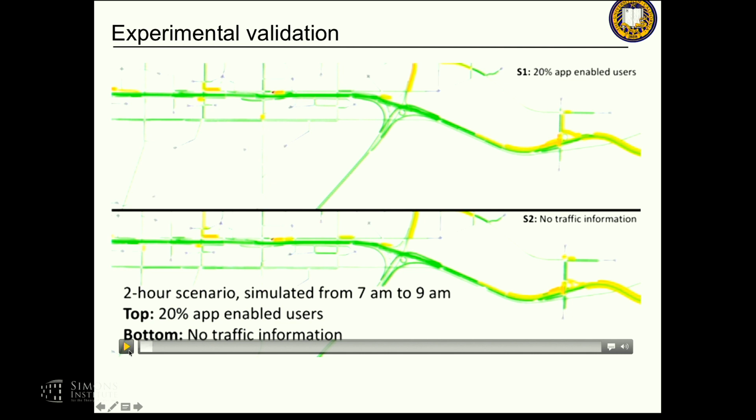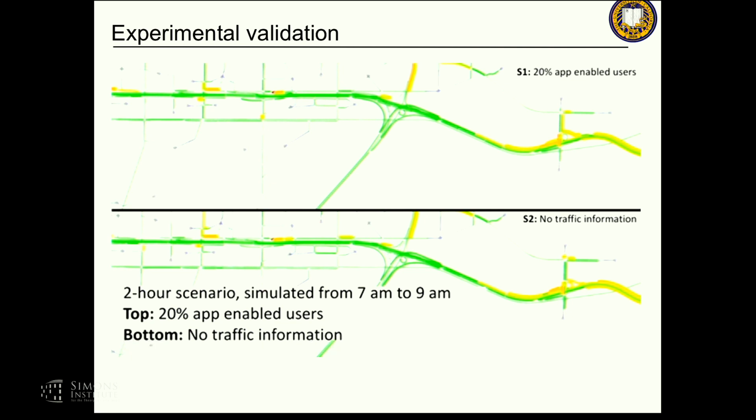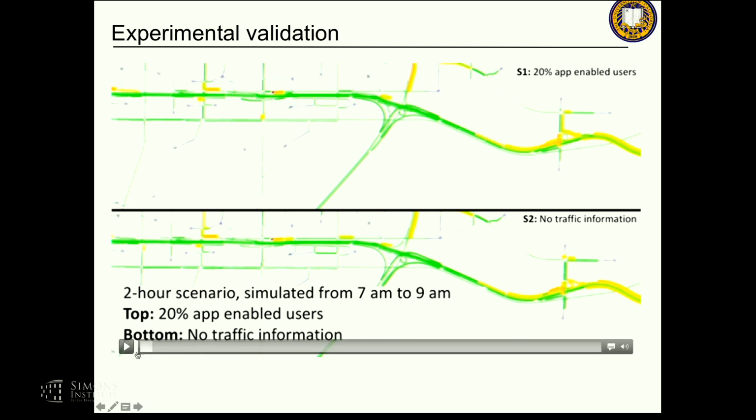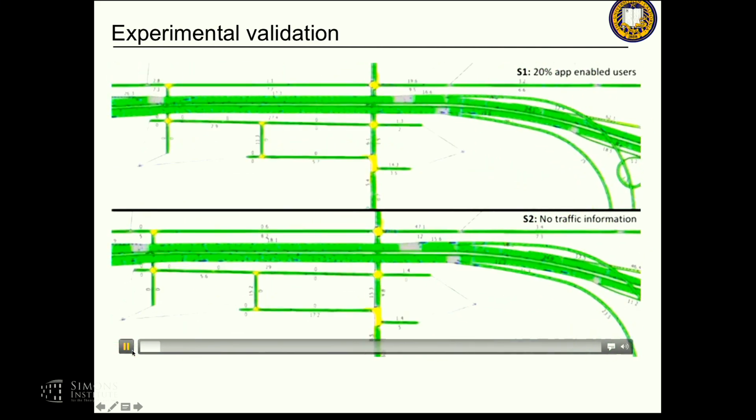This is a simulation. It's not a theoretical result. But what we are showing here is a situation in which nobody had the information. So you could see this as what would have happened 10 years ago. And a situation in which 20% of the people are using the information. So this is a 1 minute clip.